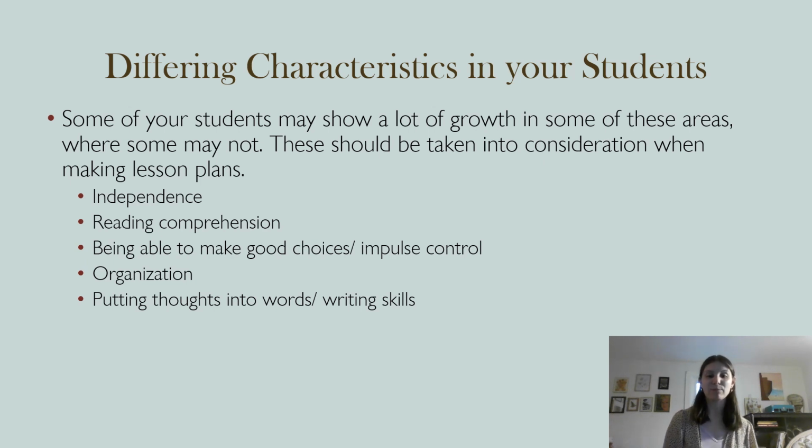Then we have reading comprehension. The same thing, you're going to have some students with really good reading comprehension, and other students are going to need a little additional support here. Being able to make good choices and impulse control is something else some students are going to differ on. So teenagers do not have fully developed brains. Some kids may have a hard time making the right decision.